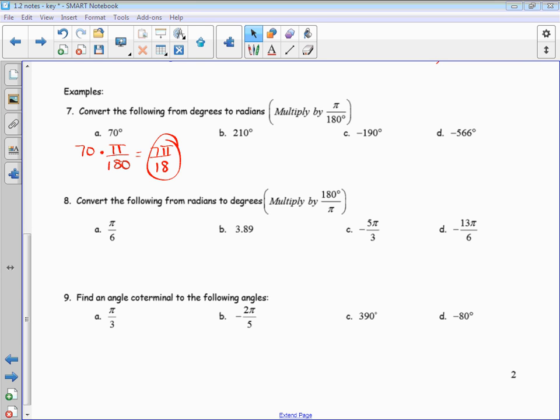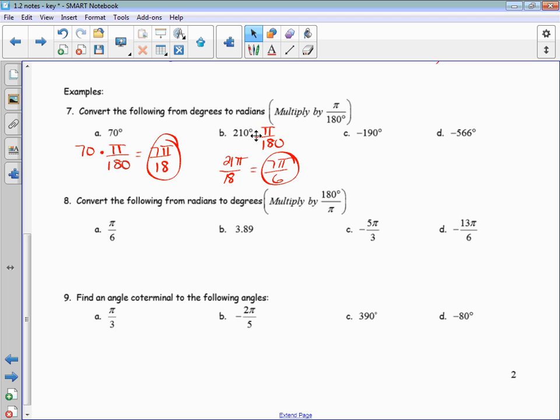Right, guys, let's see how we did. So 210 times pi over 180. If you're struggling with the reducing, the biggest thing is to start simple. Go, okay, I know I can do 10. So you've got 21 pi over 18. You see that can reduce again? Divide them both by 3. So really I've got 7 pi over 6.